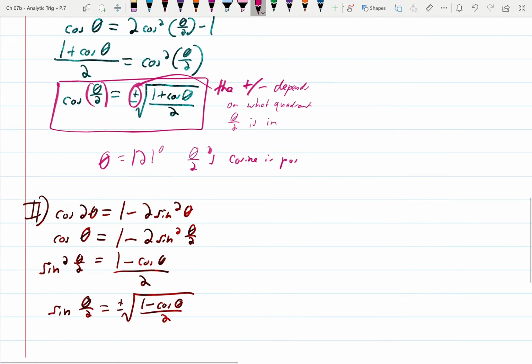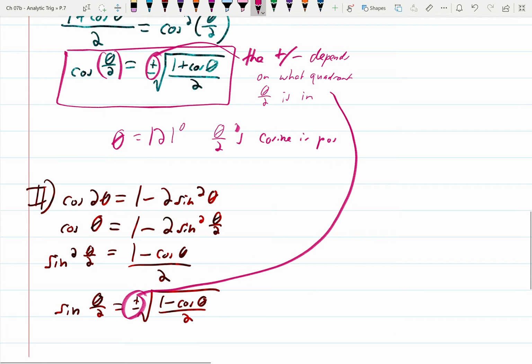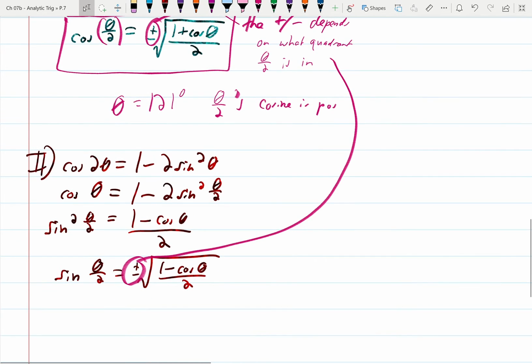And like before, the plus or minus depends on what quadrant theta over 2 is in. So they look very similar. Obviously, there's one difference between the sine and the cosine one. They both derive from the cosine's double angle identity, but this is the half angle identity for sine. I know, you're all identitied out, and yet there's one more we have to do.